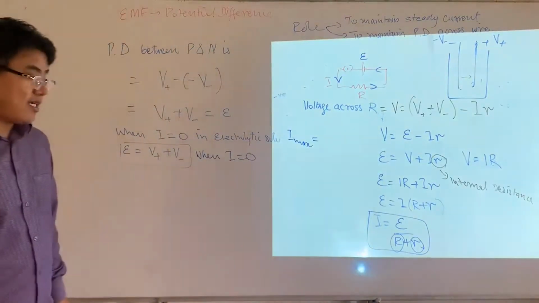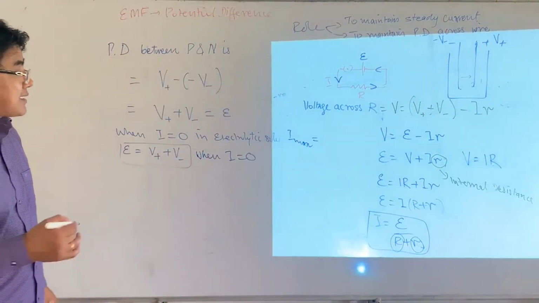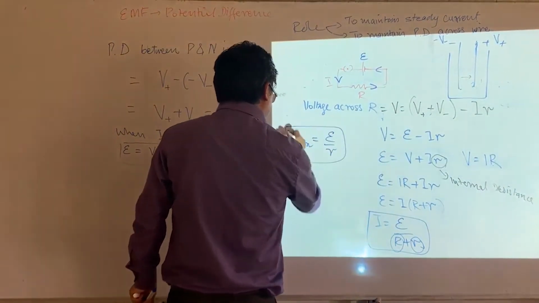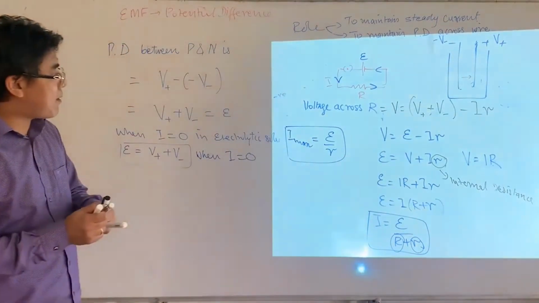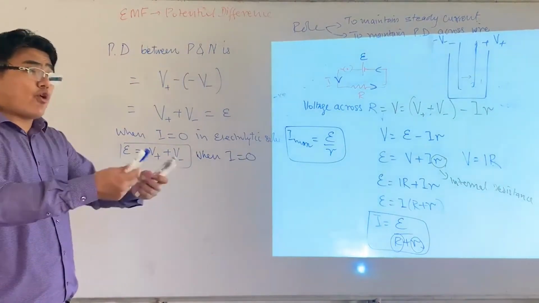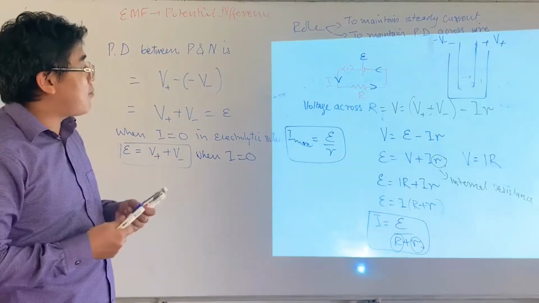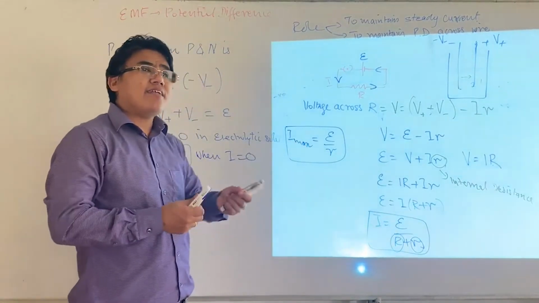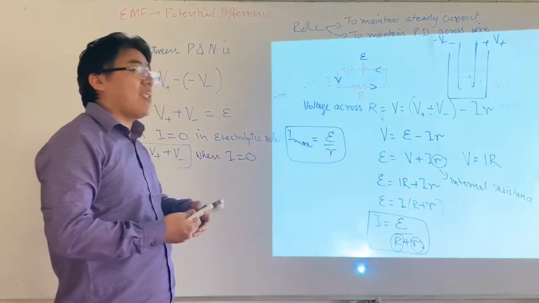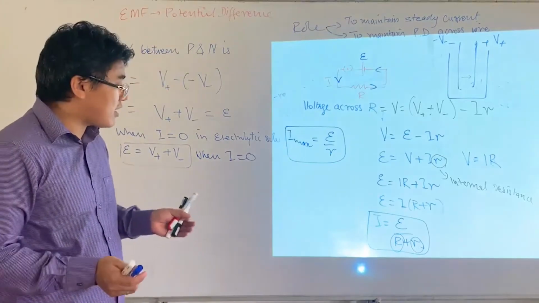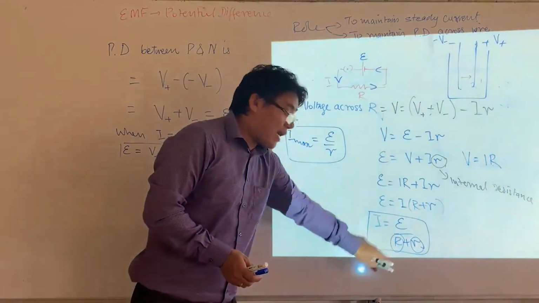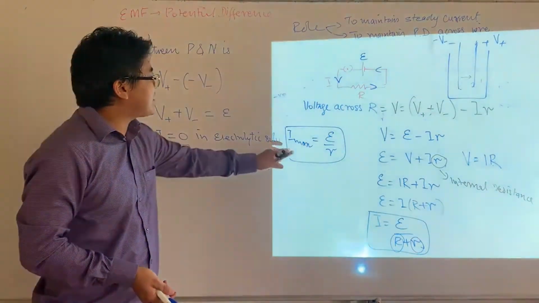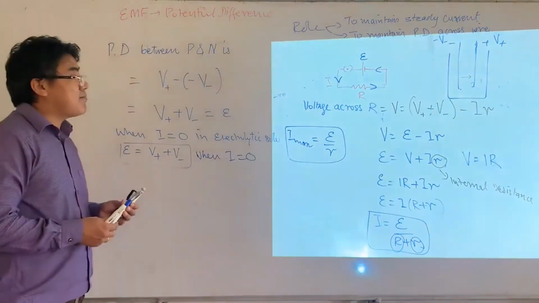The maximum current that can be drawn from a cell is going to be this. Why? Because you can't avoid internal resistance. Internal resistance is within that cell, so you can't remove it. You could remove an external resistance by using a copper wire, which has almost zero resistance. So this is the maximum current.